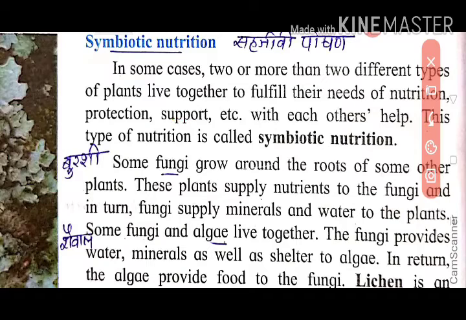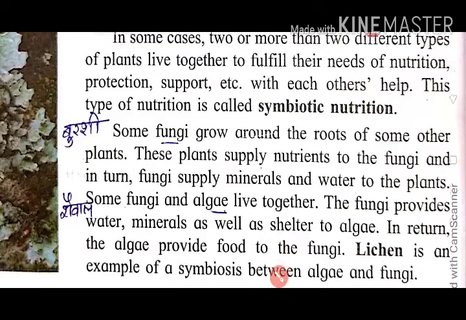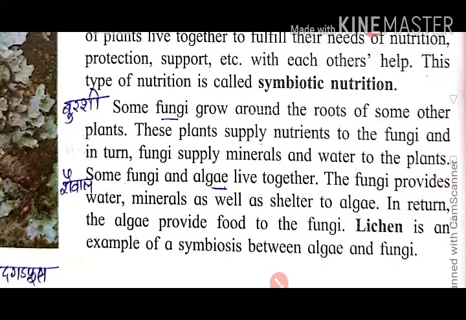You know, we also live with our family. We need each other and fulfill each other's needs. That way, plants also live together. That is called symbiotic, and this type of nutrition is called symbiotic nutrition. Okay, see examples. So, examples of symbiotic nutrition.